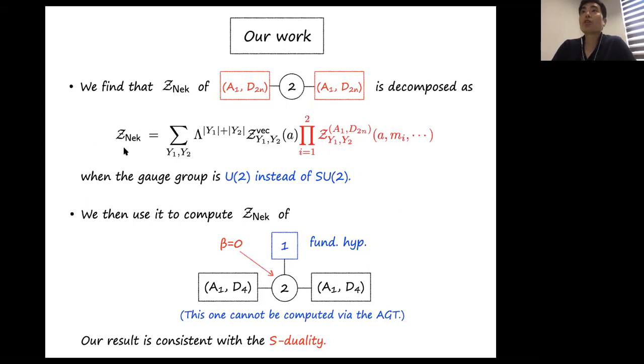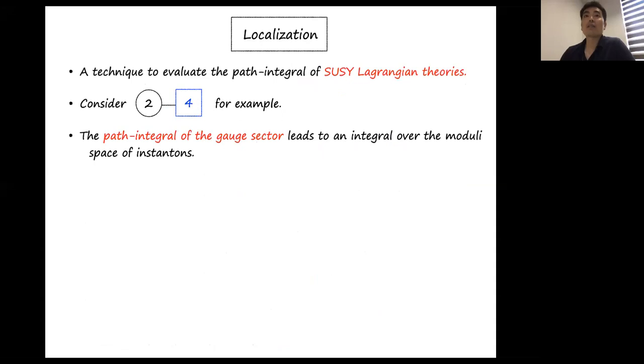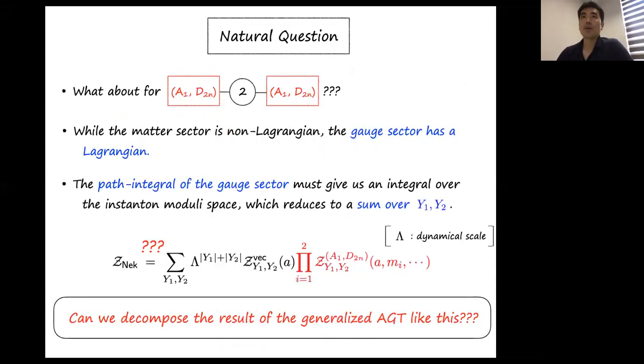I have one question. So this focuses on the irregular puncture for A1 D2N, but can you generalize to some other irregular punctures, for instance, A1 A type, A1 D?